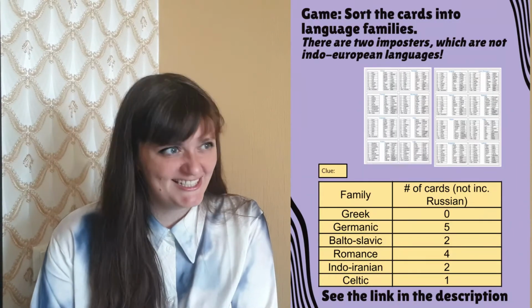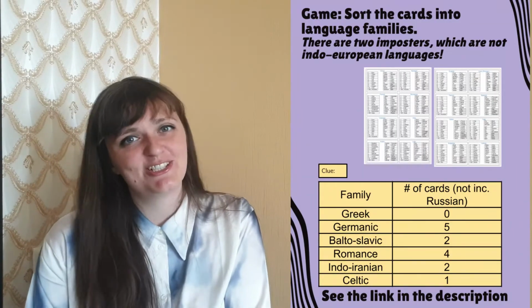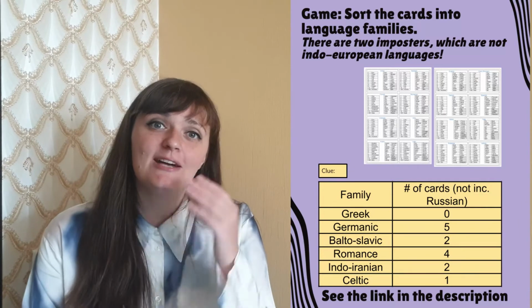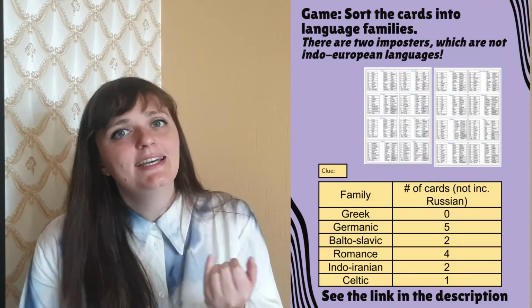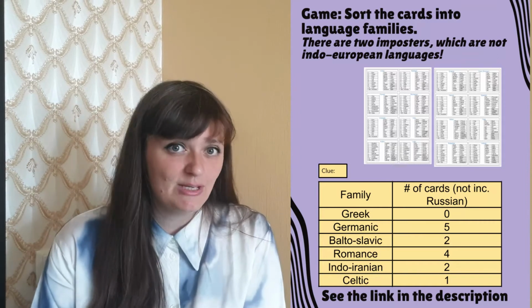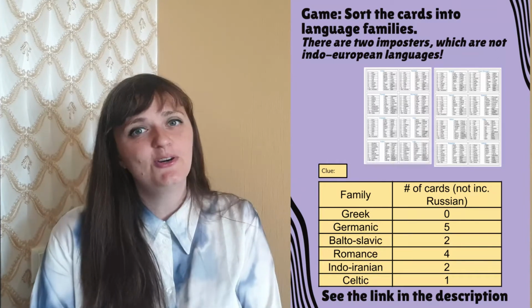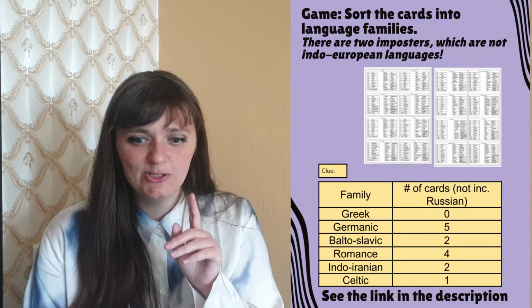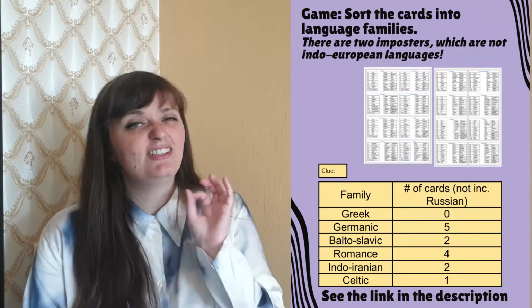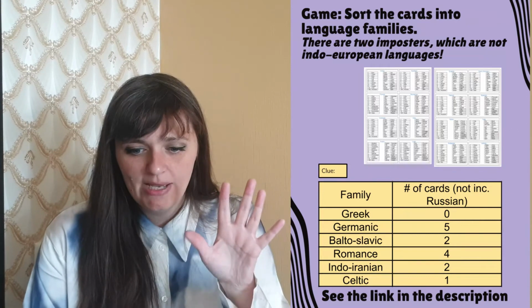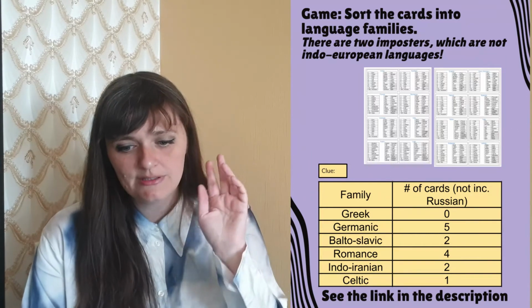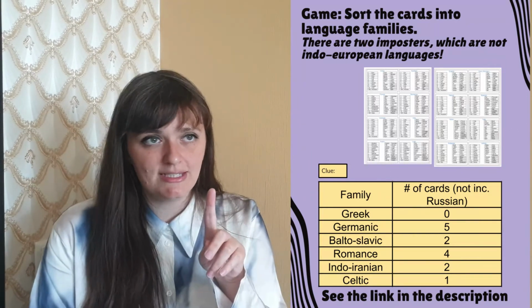Okay, so next, I have a whole collection of languages for you, and you have to similarly have a look at the sounds, have a look at the pronunciation, and see if you can divide them into the right families. Oh, I forgot, I had to give you a clue. The clue is that there are no cards which belong to the Russian language. There are 5 for Germanic, 2 for Balto-Slavic, 4 for Romance, 2 for Indo-Iranian, and 1 for Celtic.